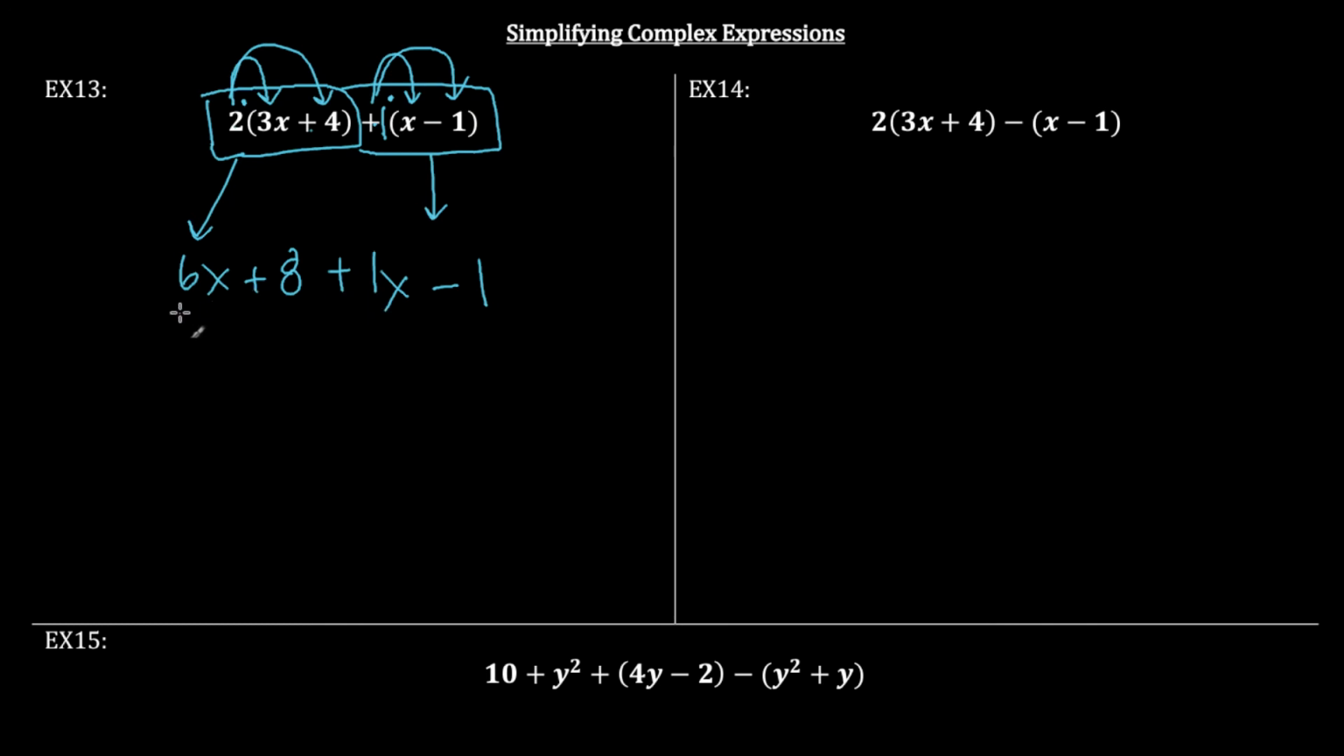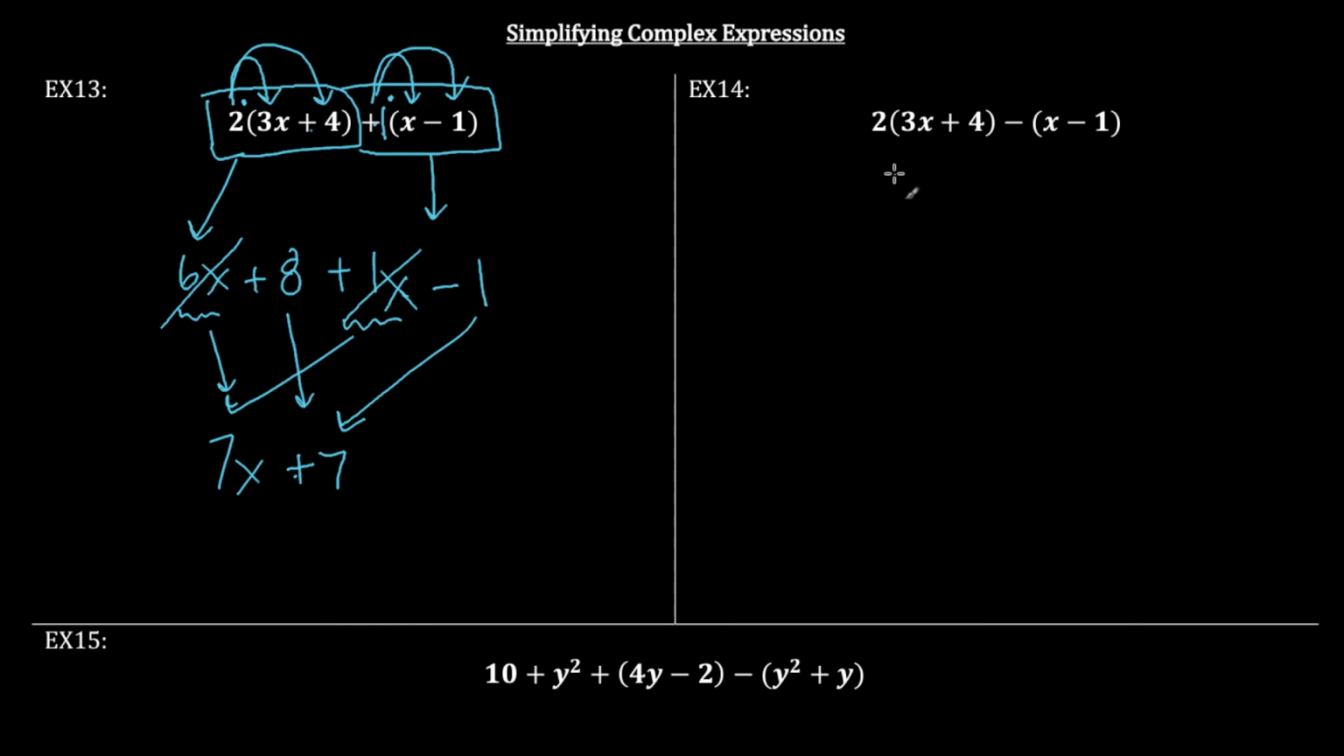And let's just combine like terms. 6x plus 1x is 7x. And plus 8 minus 1 is, so positive 8 minus 1 is positive 7. So I like to cross these out and then leave those.